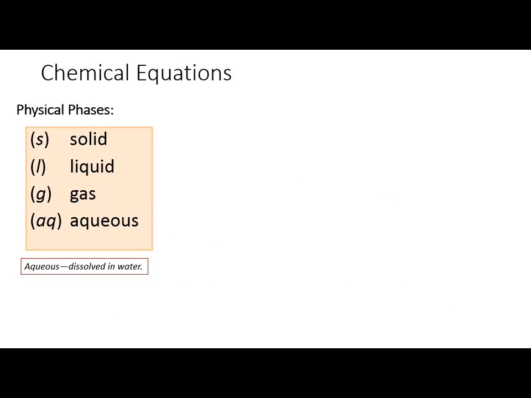Both types of equations that represent the reaction can tell you the physical phase of the reactants and the physical phase of the products. So in your copper lab, all of your equations had this little label next to the reactant or product. Of course, S is a solid, L is a liquid, AQ means it's dissolved in water, and G is a gas.